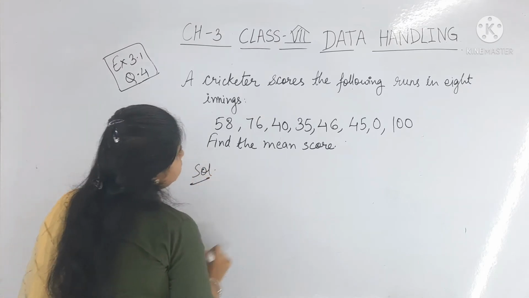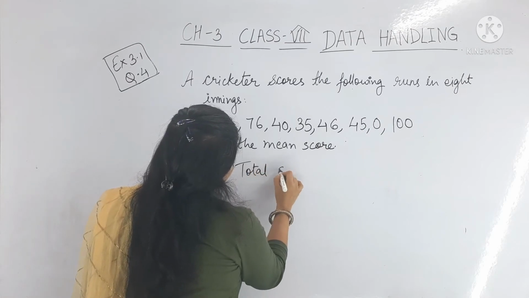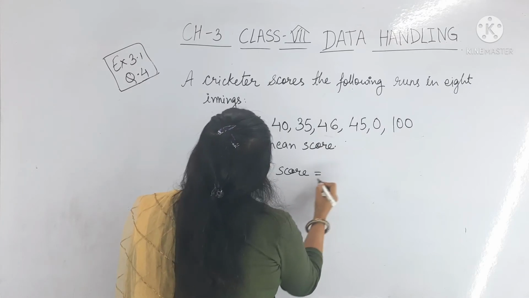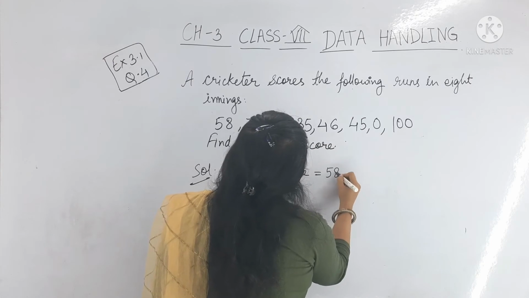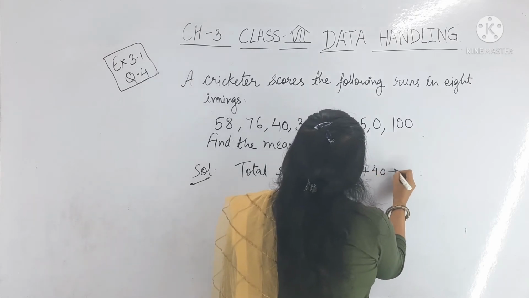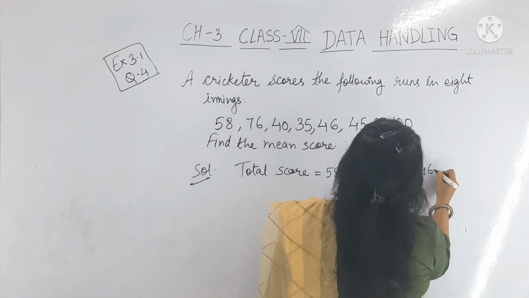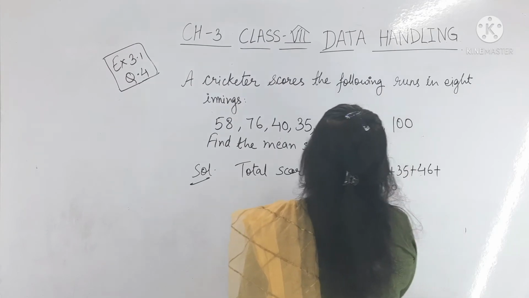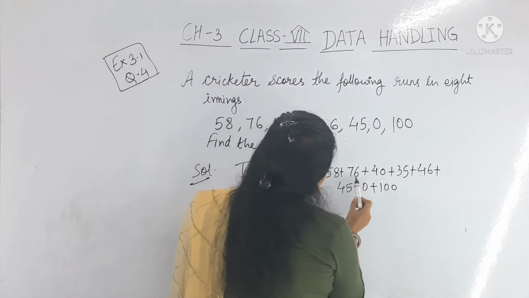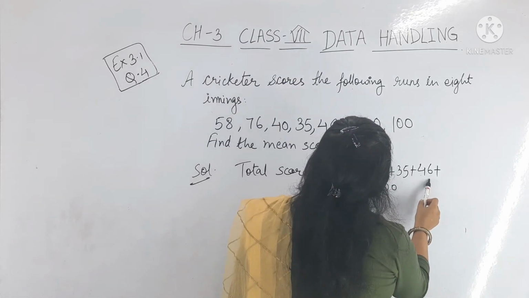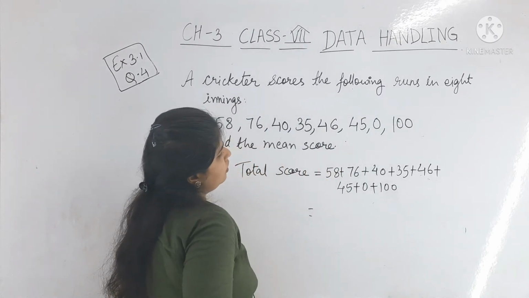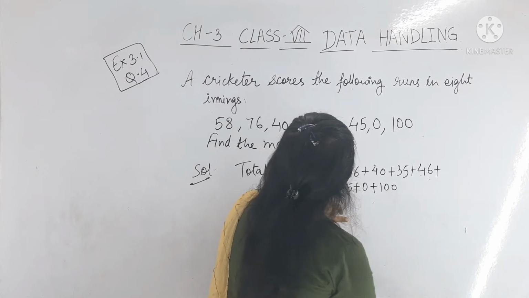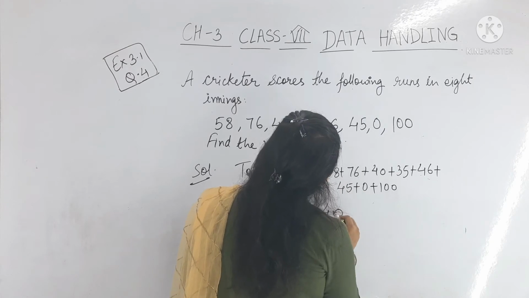So here I am writing the solution. Total score is equal to, we have to sum this: 58 plus 76 plus 40 plus 35 plus 46 plus 45 plus 0 plus 100. What will it come to? I am getting 400.